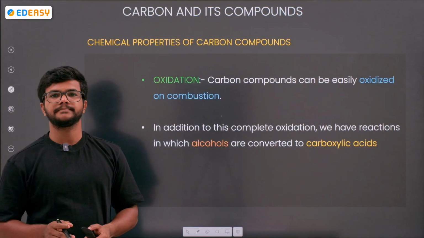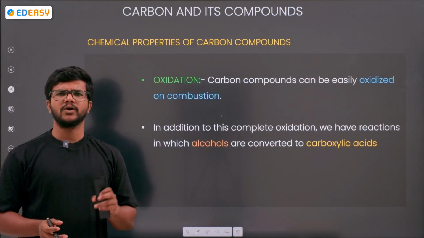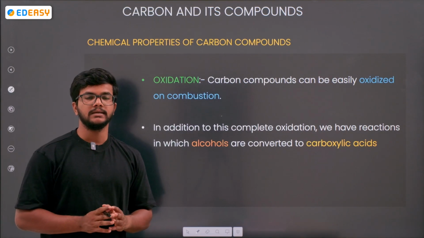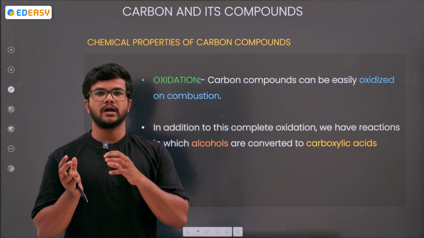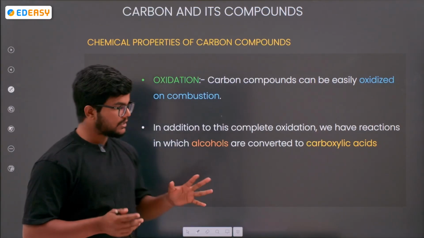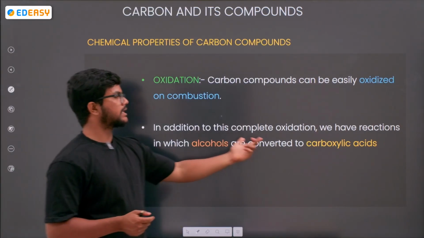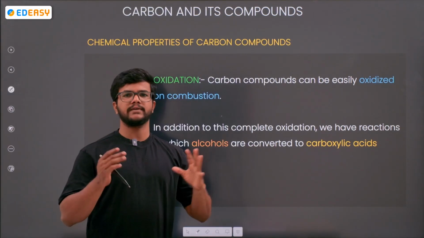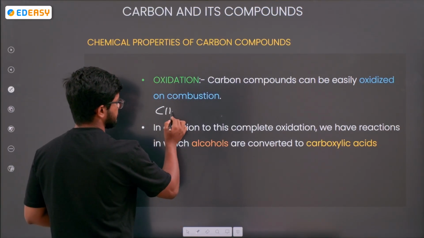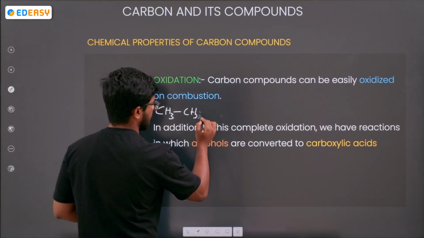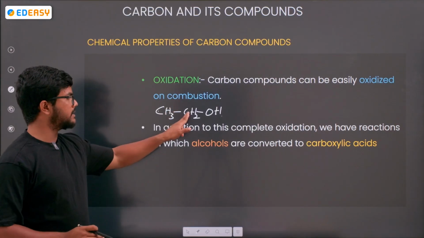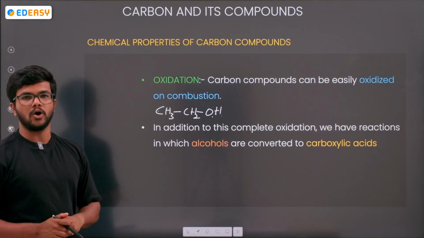Next is oxidation. So what is oxidation reaction? Oxidation reaction is the conversion of carbon compounds by oxidizing them. One example is alcohols being converted into carboxylic acid. Let me take one example, which is alcohol, CH3CH2OH. This is considered as ethanol. Two carbons with alcohol is called ethanol.